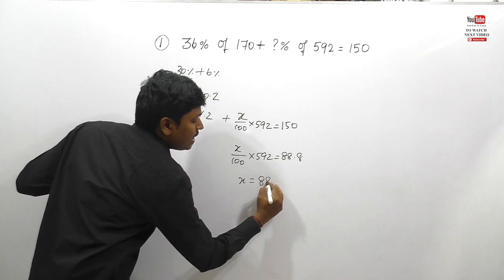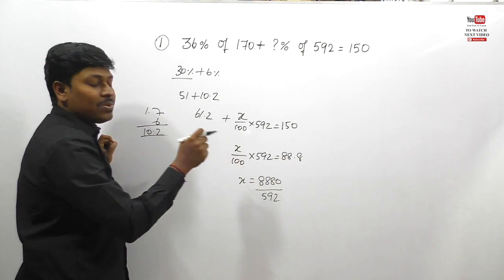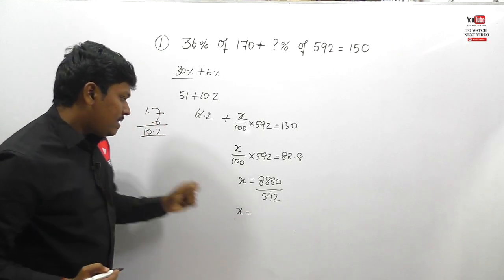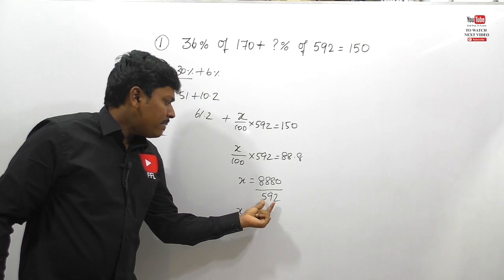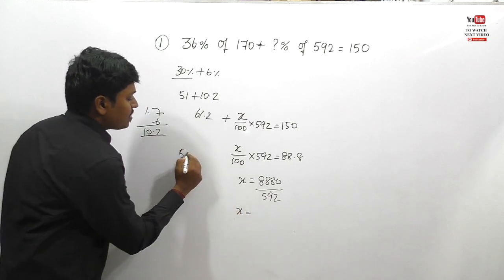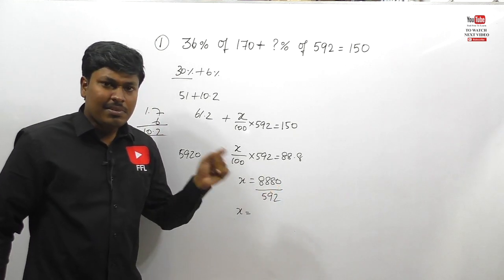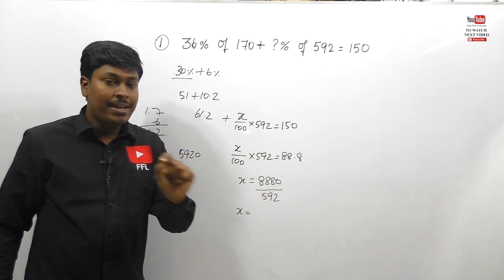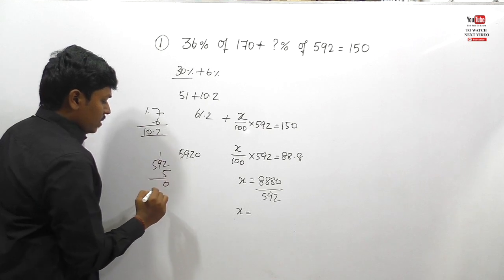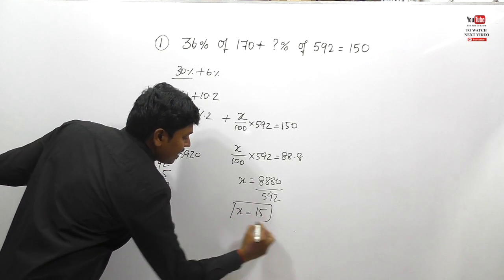So x is equal to 8880 divided by 592. Why? Because 88.8 into 100 is 8880, divided by 592. Definitely 10 times 592 will be 5920. Here the number ends in 2 and here the number ends in 0, so when we multiply 2 into 5, the result is 0. So I can multiply 592 into 5. 5 twos are 10, so the remainder will be 146, then 45. I think the answer will be 15. Definitely we can get the answer 15.